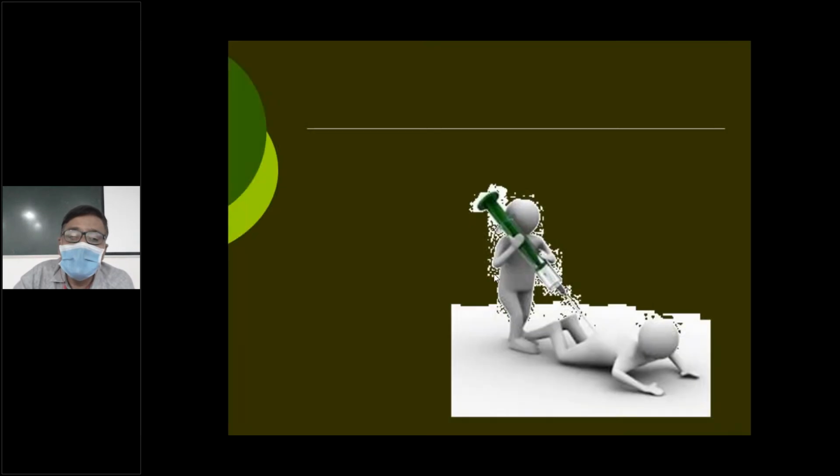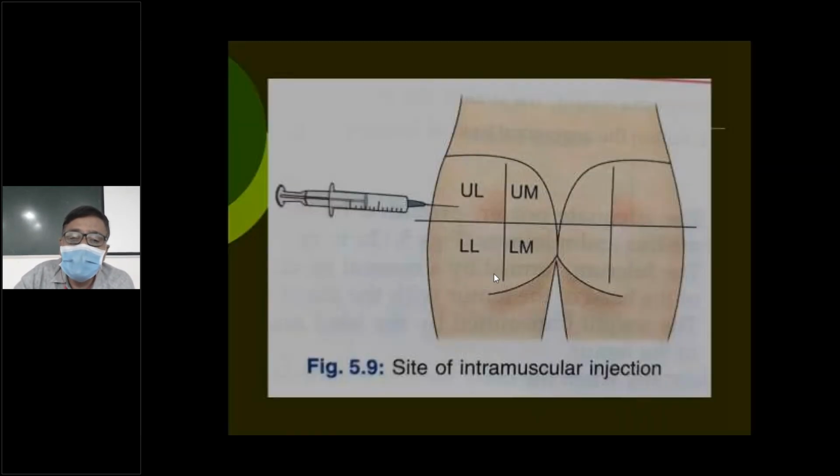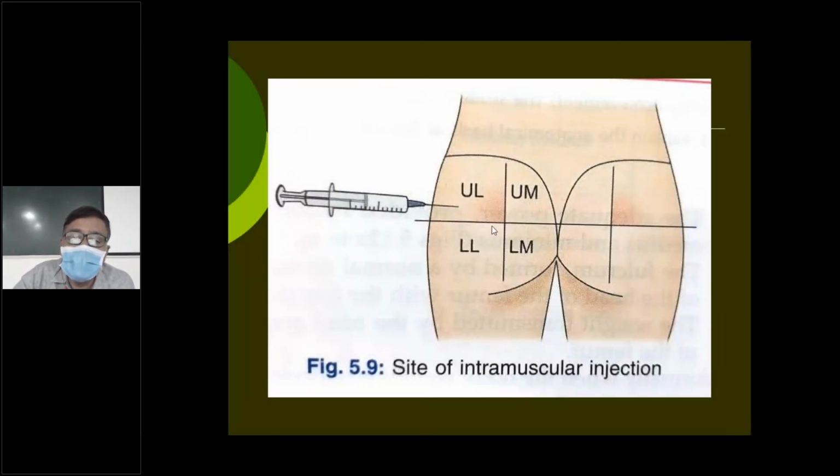Because if you go medially, there are plenty of nerves there, the sciatic and other nerves. To avoid these structures, you must give the injection in the upper lateral quadrant, which is a safer zone. This is a very important point. Upper lateral quadrant.